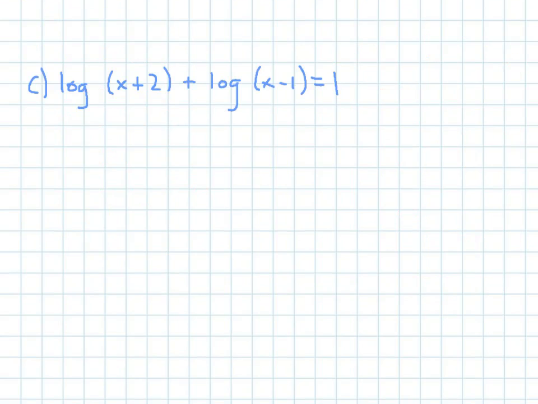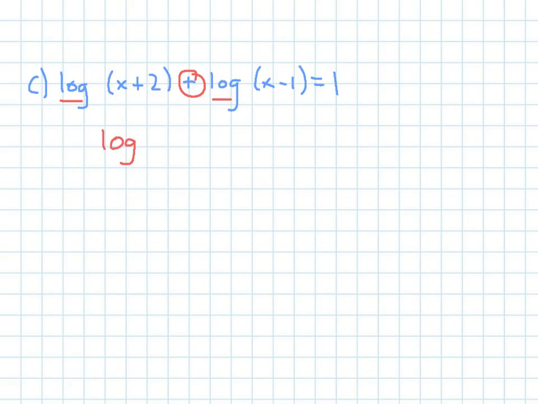So letter C, you have log of x plus 2 plus log of x minus 1 equals 1. Okay, so here this is one of those where it's not one single log. You have two different log expressions that you need to combine before you can move on. So since it's addition that's putting them together, I need to use the product property. So the product property tells me to multiply the two things, the logs that are there.